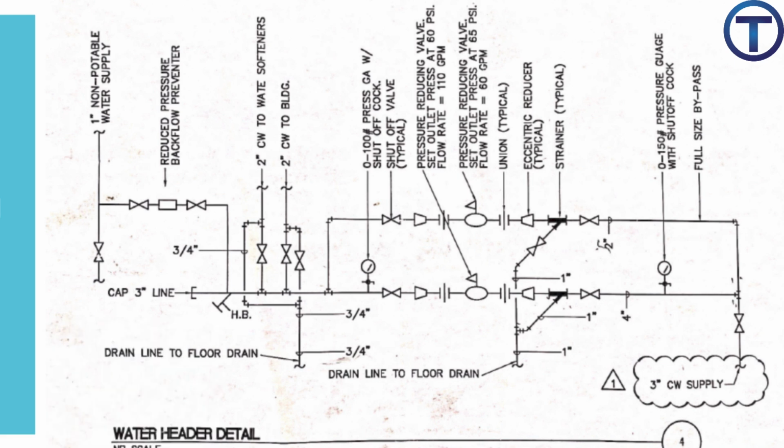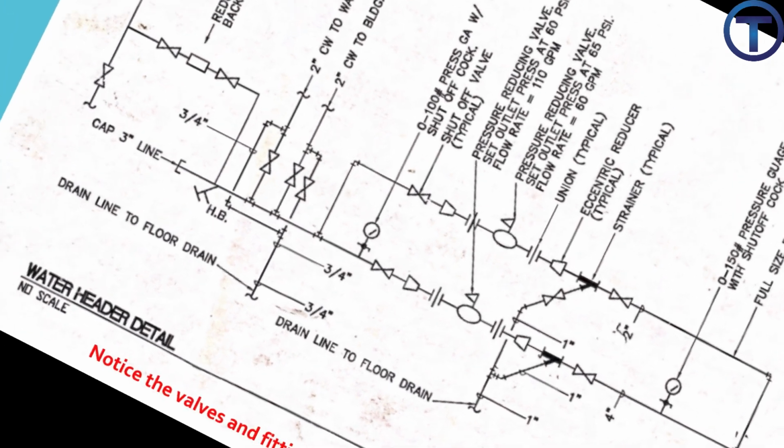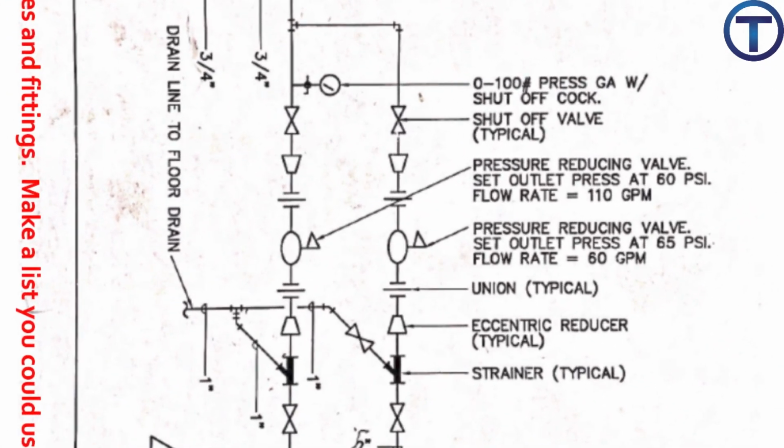Oh, excuse me, allow me to interrupt again. I didn't want Plumber Tom to leave out any important details. If we turn the plan sideways like this, you can see the notes a little better. Please notice that the pressure reducing valve at the bottom of this header is set to 60 psi at a flow rate of 110 gallons per minute. However, the bypass valve is set to a pressure of 65 psi at a flow rate of 60 gallons per minute. The higher pressure is intended to allow more water through in a bypass situation.